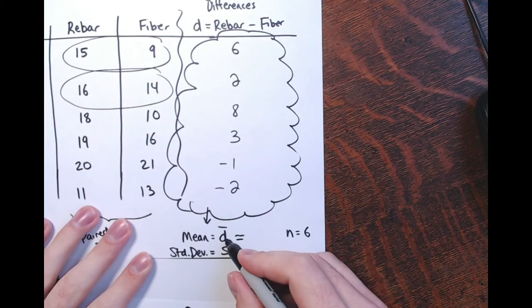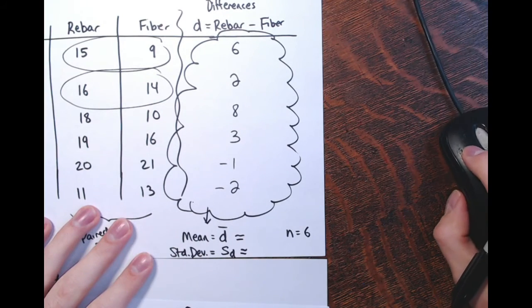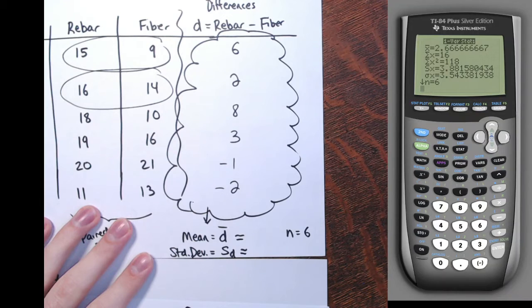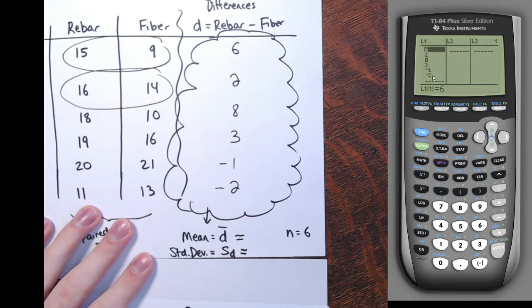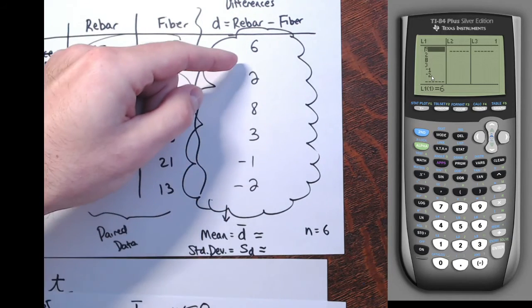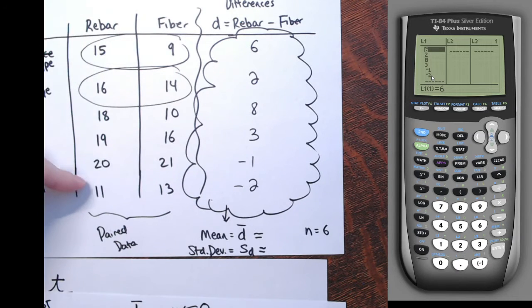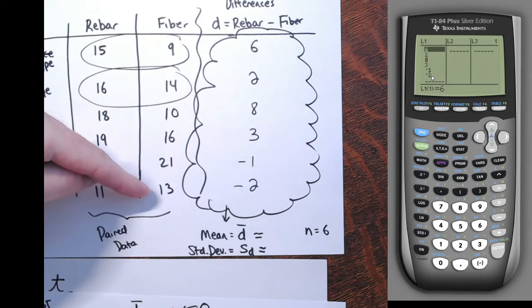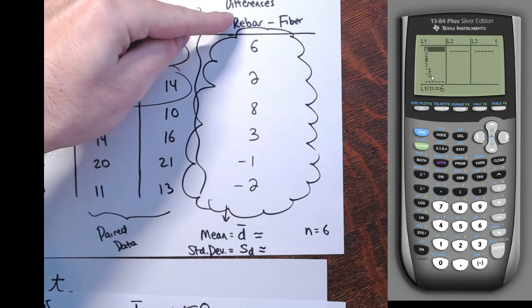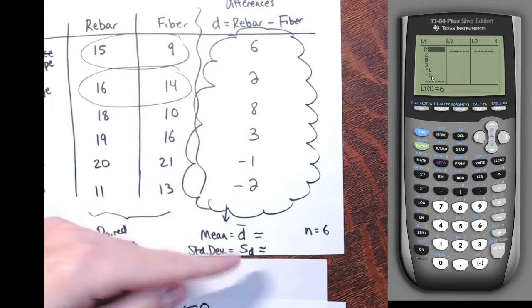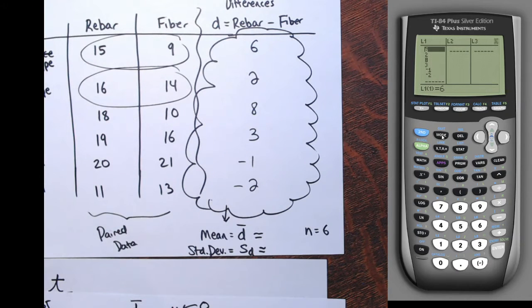All right, this d bar. Oh, you know what? I didn't have the calculator up. I am so sorry. So I went stat, edit, and I just put these values down list L1. I'm sorry, I forgot to put that up. But like I said earlier, you could put the rebar times down L1, the fiber times down L2, and then have L3 be equal to L1 minus L2, and it'll pop out all these 6 differences, all right? And then I went to stat, calc, one variable stats, list L1 had my differences in it, and then calculate.